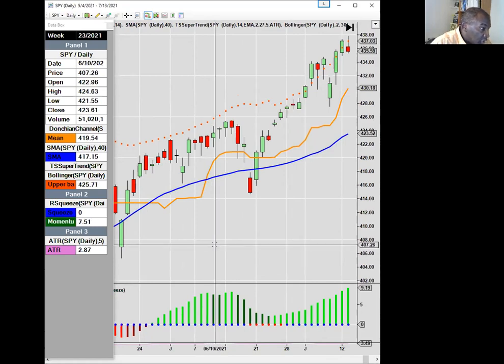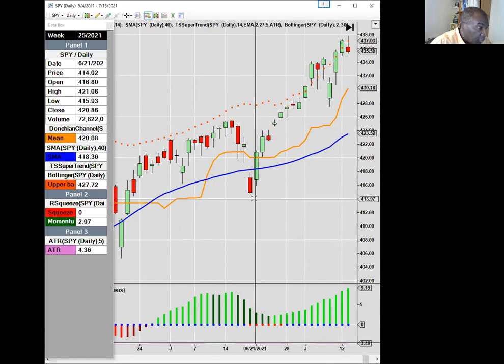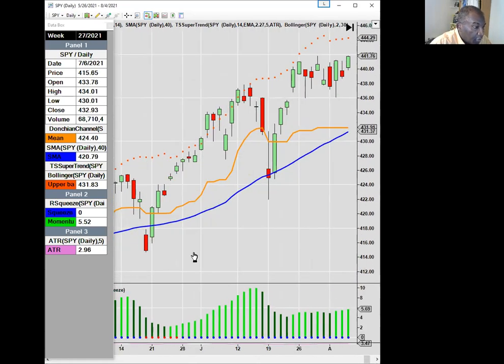Comes back down. Orange line crossed over the blue line. Right here. Buy your call options. Pull back for a couple of days. Takes off again.